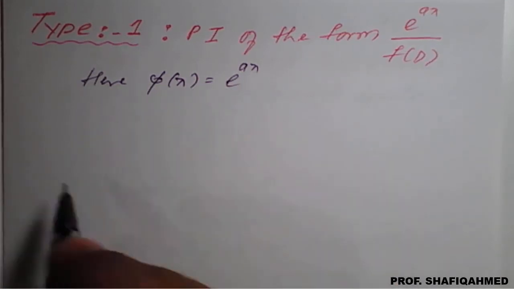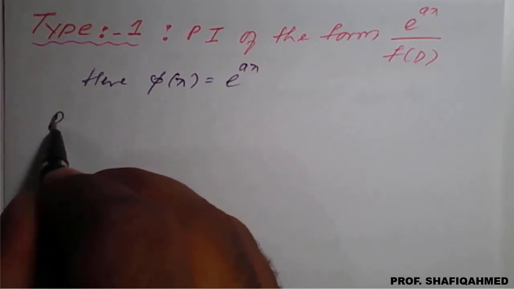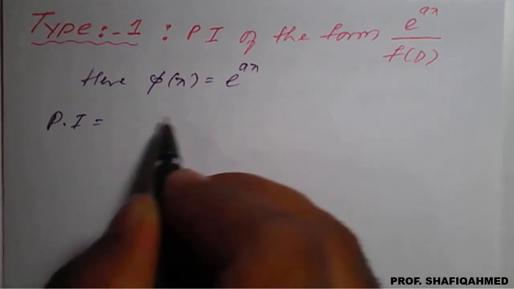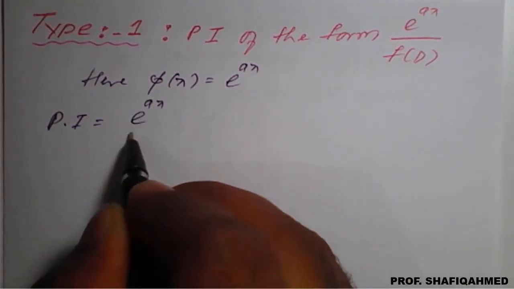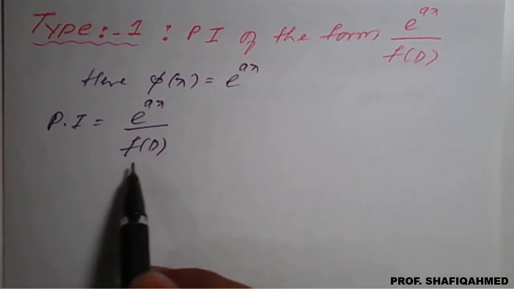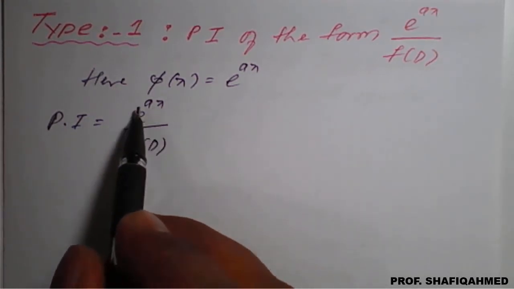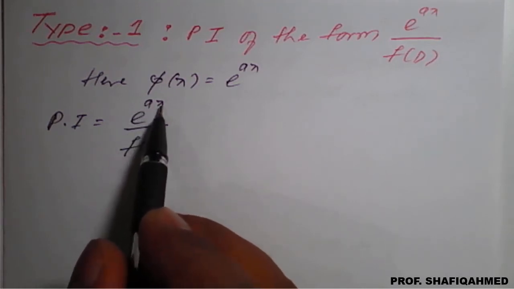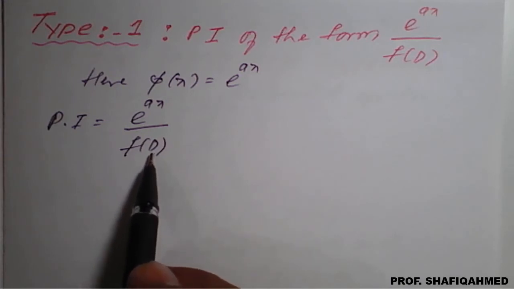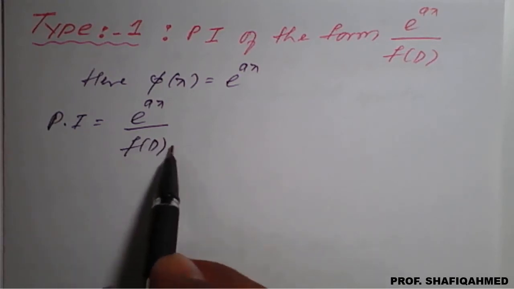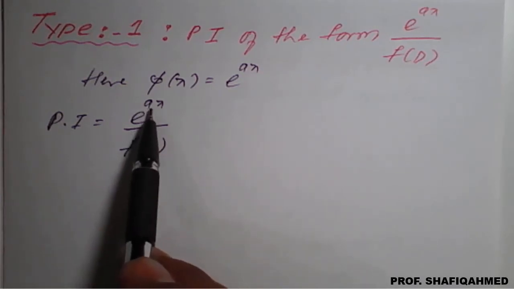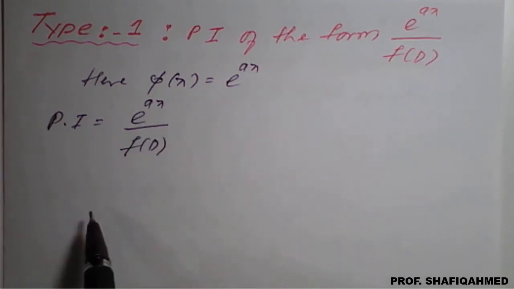To get this form, I can say that PI, which is also nothing but yc, is e raised to ax divided by f of D. So here, the coefficient of x, that is a, is going to replace D. In this differential equation, instead of D we have to replace it with a.